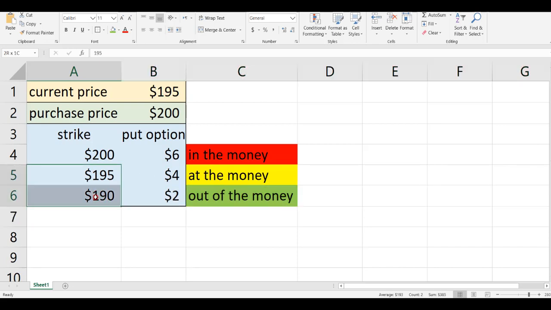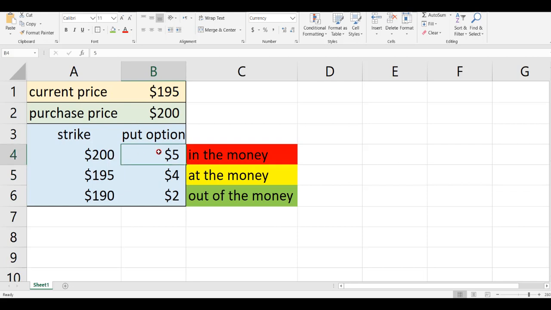So these two strikes are considered safe at expiration if the current price is 195. The $200, because it's above the current market price, is considered in the money and is in danger of getting exercised. And the value of that put option at expiration will be approximately $5 because at expiration, there's very little time value left in the option.